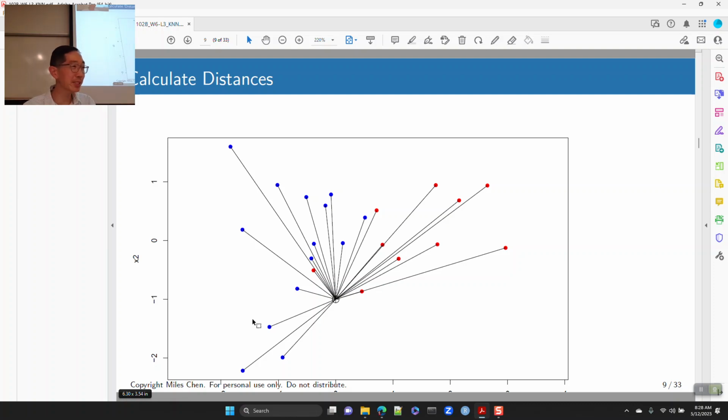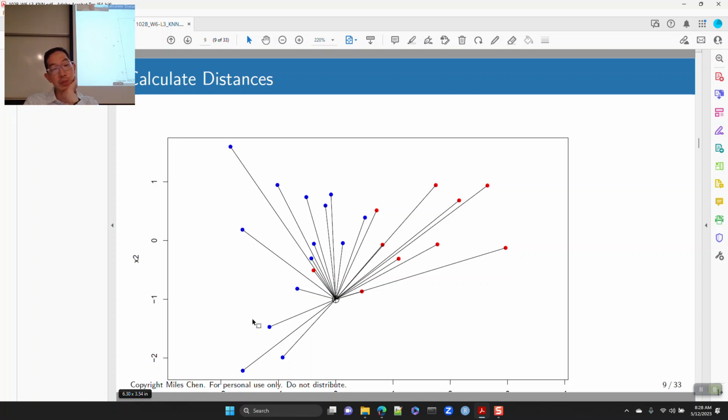We generally use Euclidean distance. I guess there's no rule against using, say, Manhattan distance or some other kind of distance metric, but Euclidean is frequently the distance metric of choice. So you calculate these distances, as represented by these lines from the test point to the training points, and then you pick the k nearest neighbors.